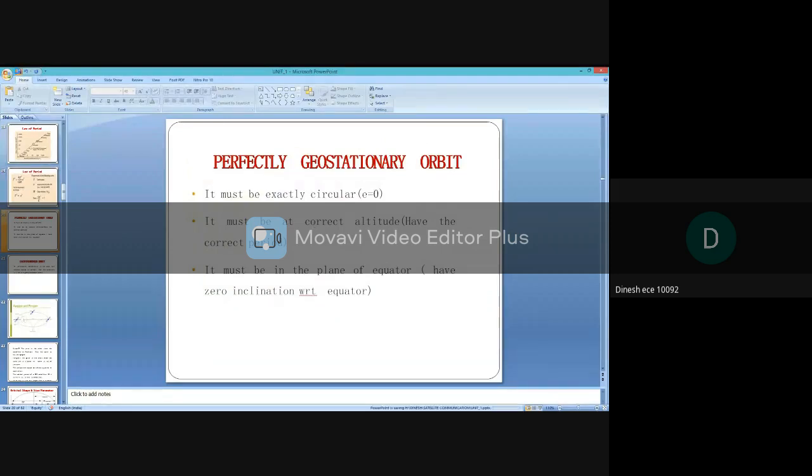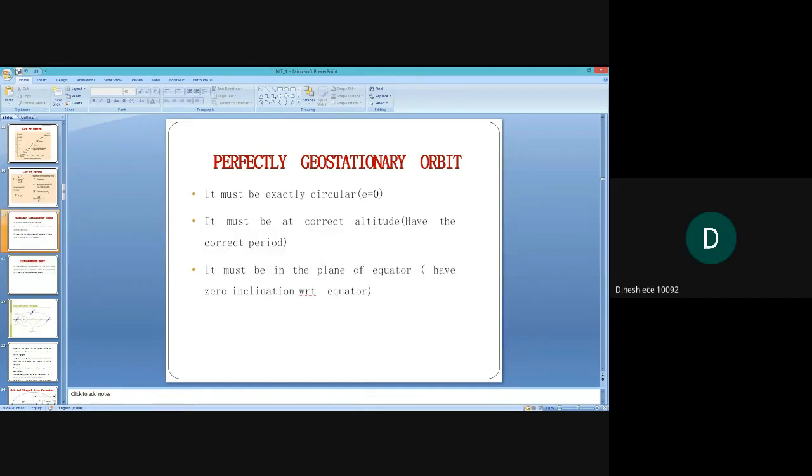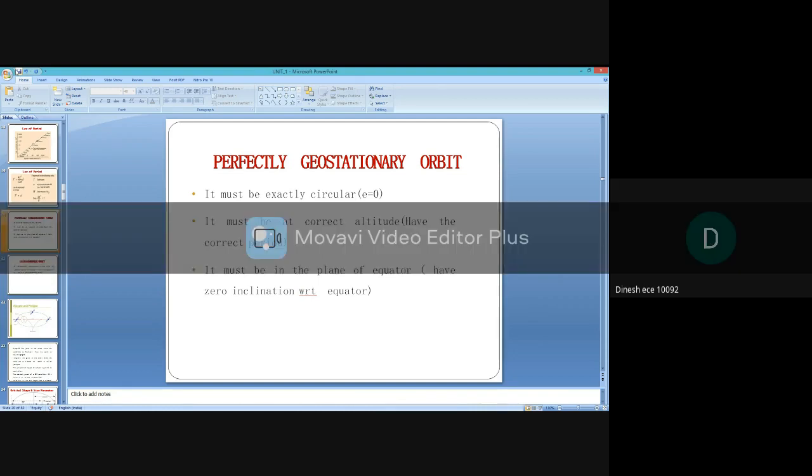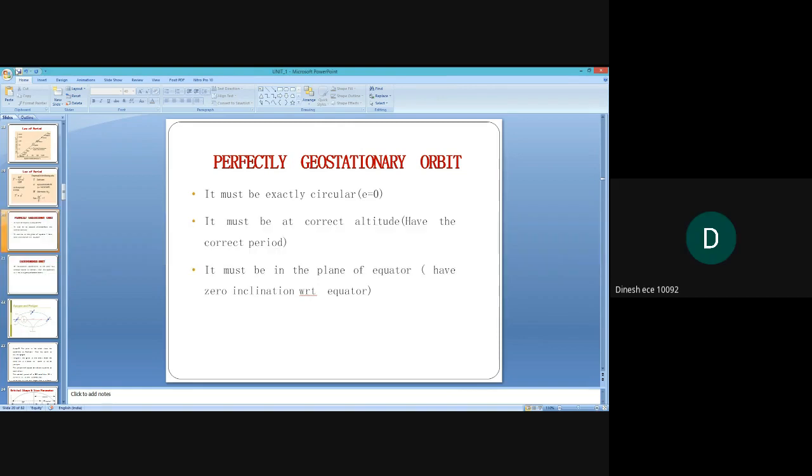So the next topic is geostationary orbits. A geostationary orbit has eccentricity equal to 0, so it is considered circular. It must be at the correct altitude, having the correct period. It must be in the plane of the equator, having zero inclination with respect to the equator. Then we call it an orbit which is perfectly geostationary.